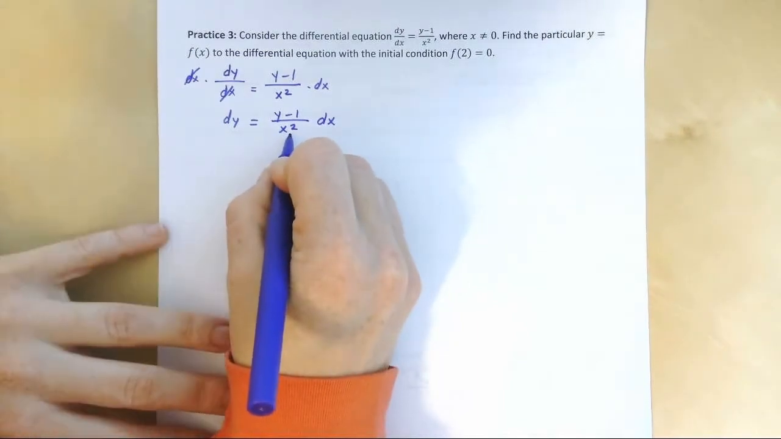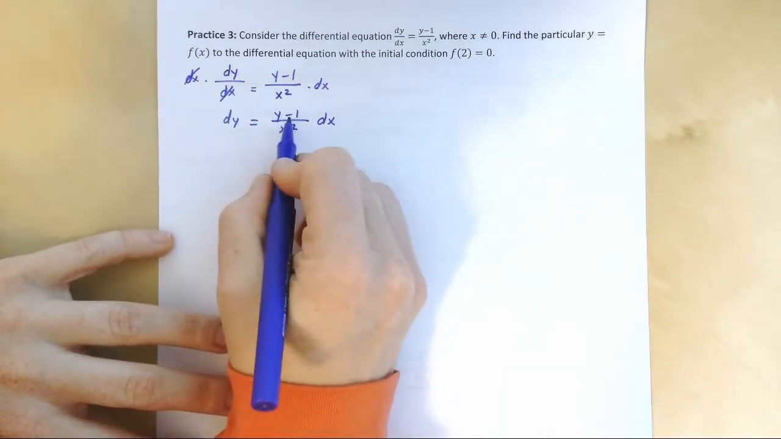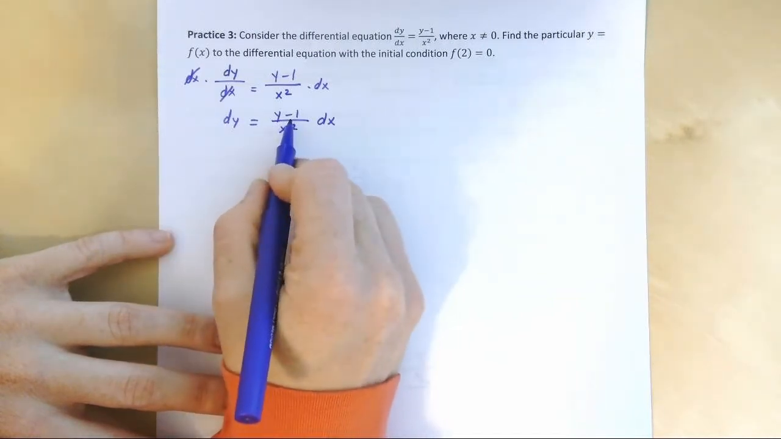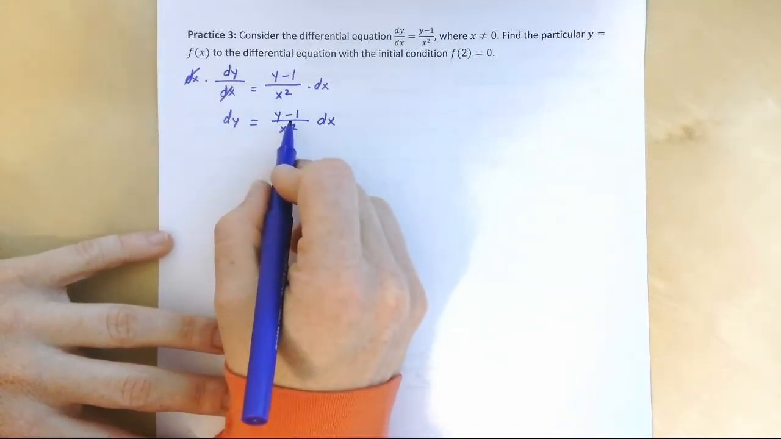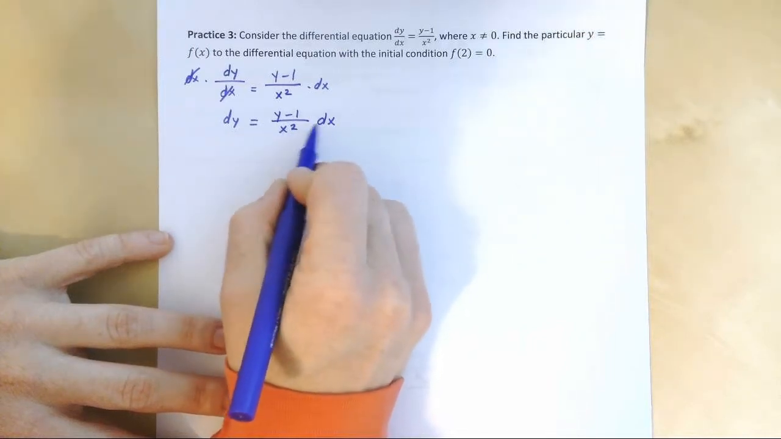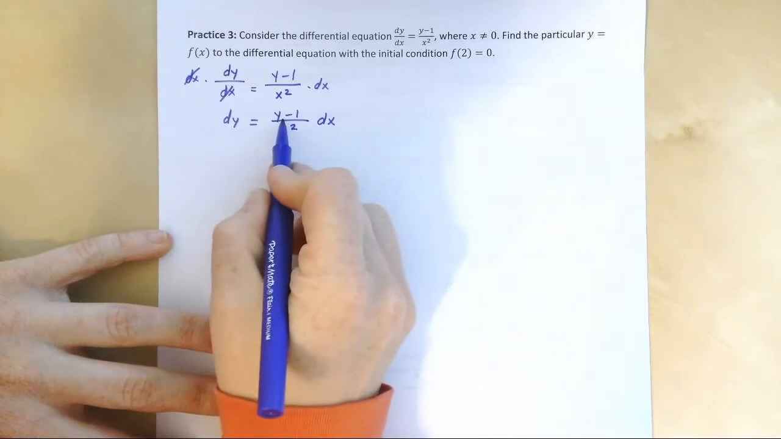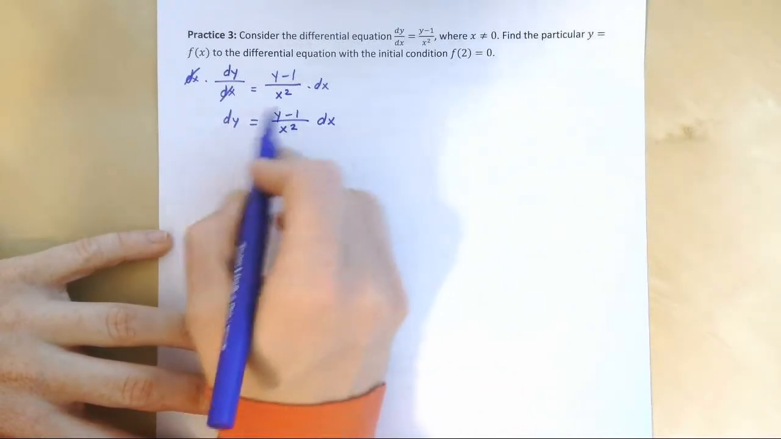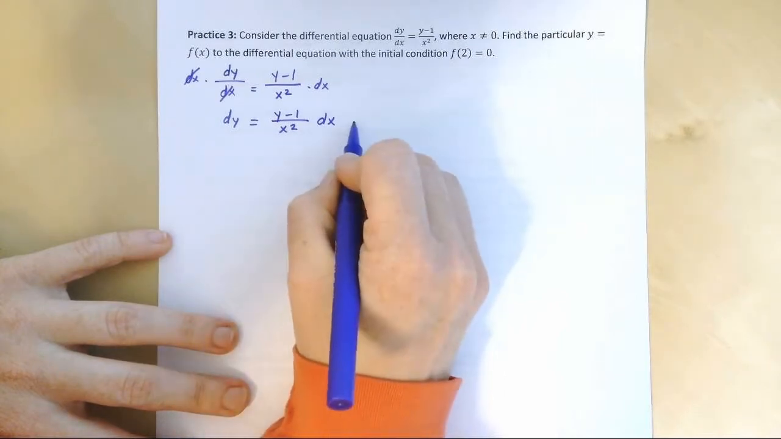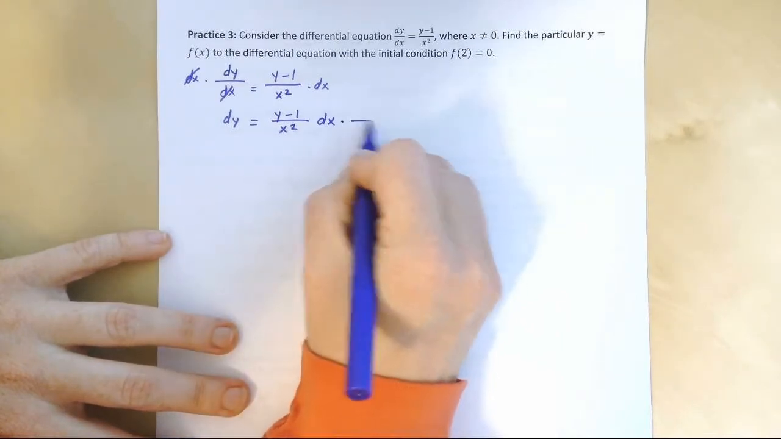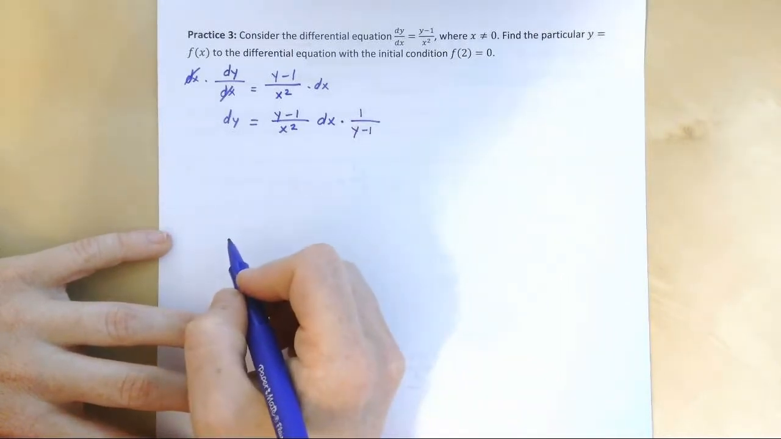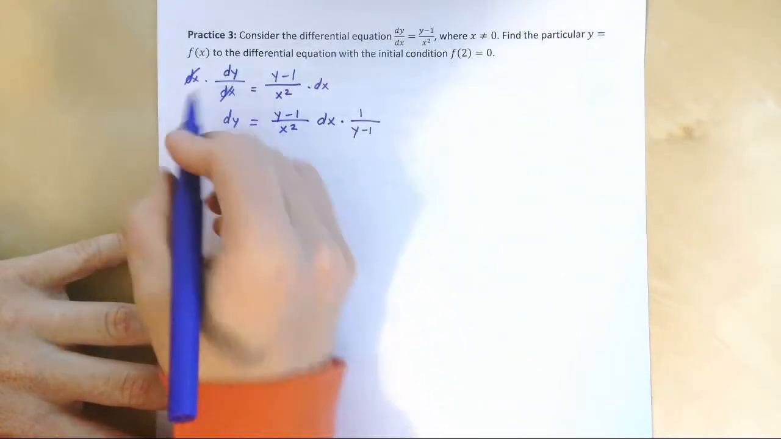Next, I need to get the y's on this side with this dy. Right now, it's in the numerator. Some of my students have struggled with this in the past. If you have something in the numerator on one side and everything's being multiplied, it's just going to move to the denominator on this side. So it's in the numerator. We want to get it out of the numerator, so we're multiplying by 1 over y minus 1. That's going to cancel these y minus 1's out.